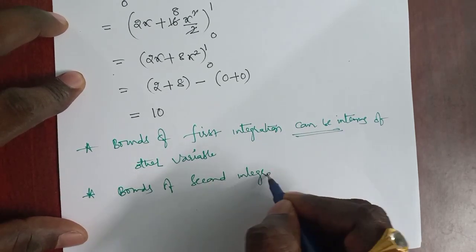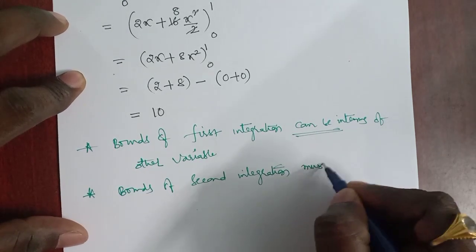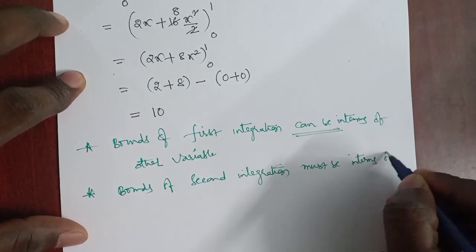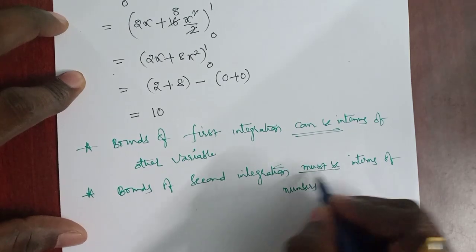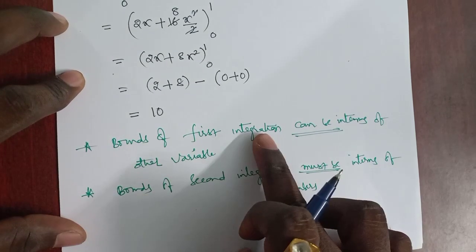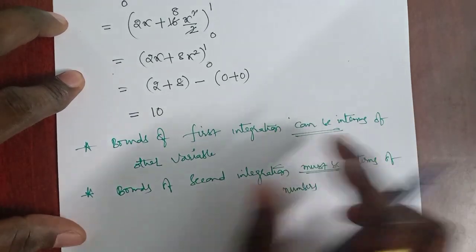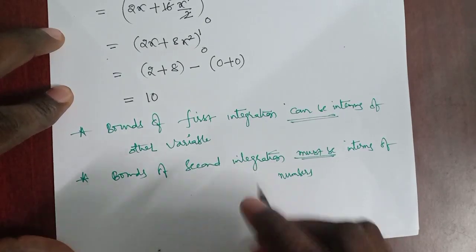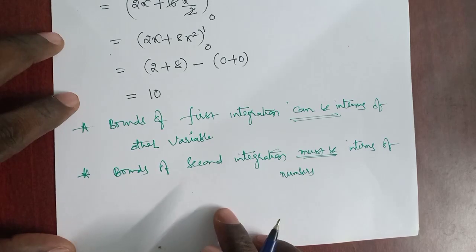And the bounds of the second integration must be in terms of numbers, which are constants. So this is the very important one. The bounds of the first integration can be in terms of the other variable or constants, but the bounds of the second integration must be in terms of numbers. So please see this.